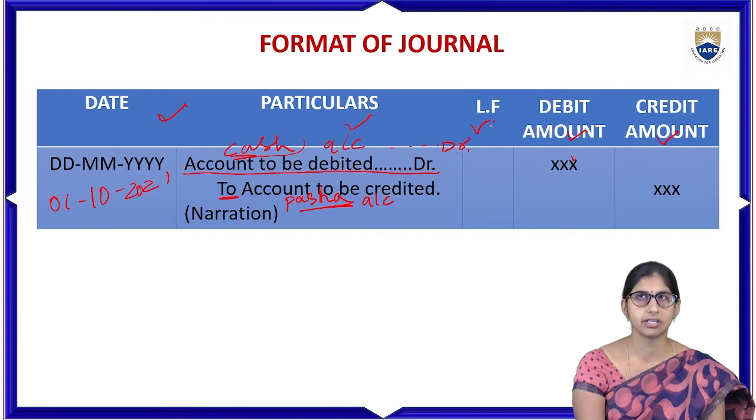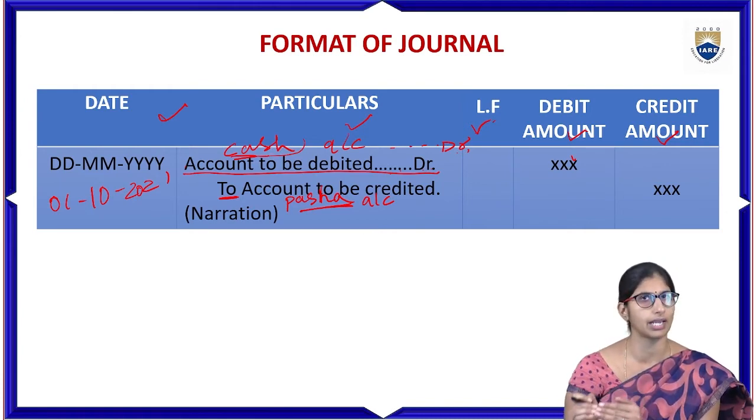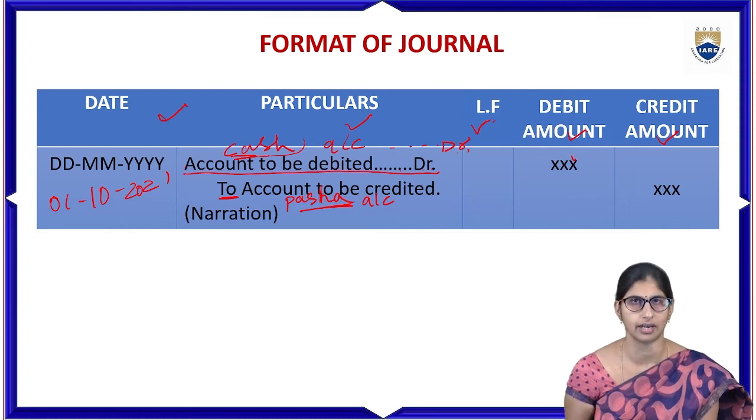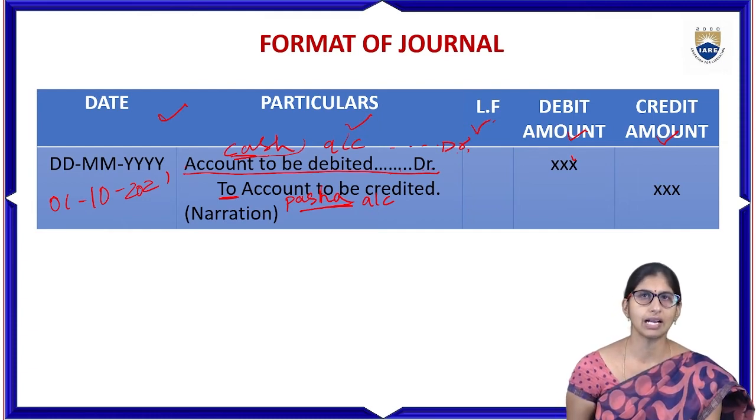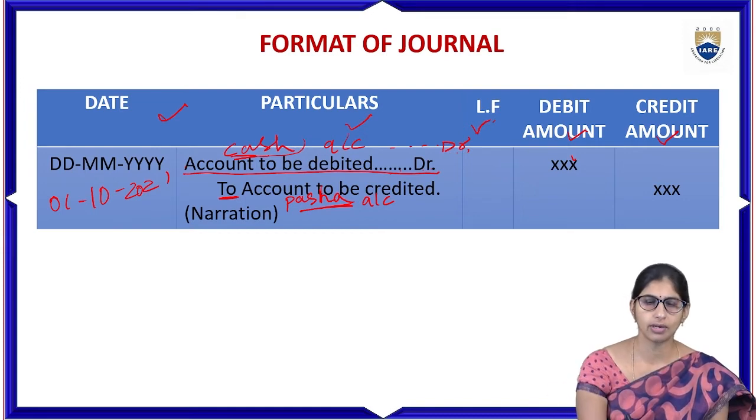And coming to ledger folio. So what is this ledger folio? Ledger folio means whatever this cash account or Pasha account, we are going to make an individual cash account and an individual Pasha account in ledger accounts. So when we make a cash account, the page number where we are going to post it, that page number we are going to write here.